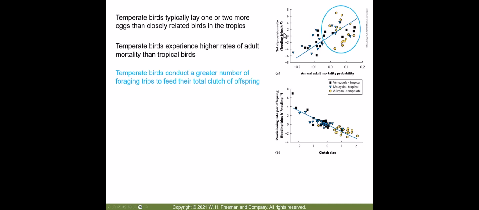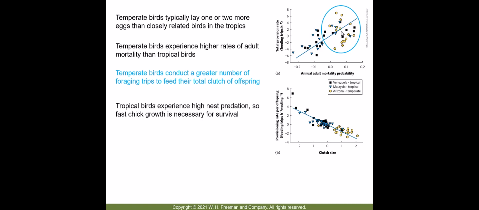The data at the top here show us that temperate birds conduct a greater number of foraging trips to feed their total clutch. So this is the total clutch of eggs. How many trips do they have to make to feed those offspring for that entire clutch of eggs? Temperate birds spend more time gathering food to feed their offspring.